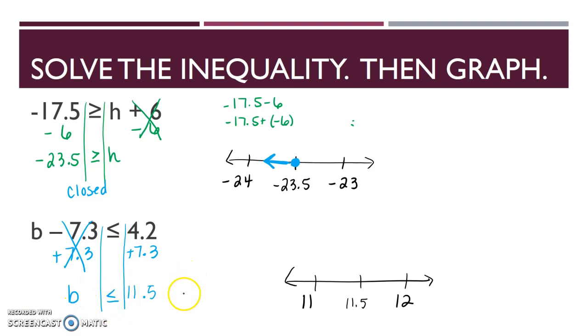With this inequality sign, it again is going to be a closed circle. So on 11.5, I'm going to color in my circle, and b needs to be less than that. So I need numbers smaller than 11.5. So I'm going to shade again towards the left.